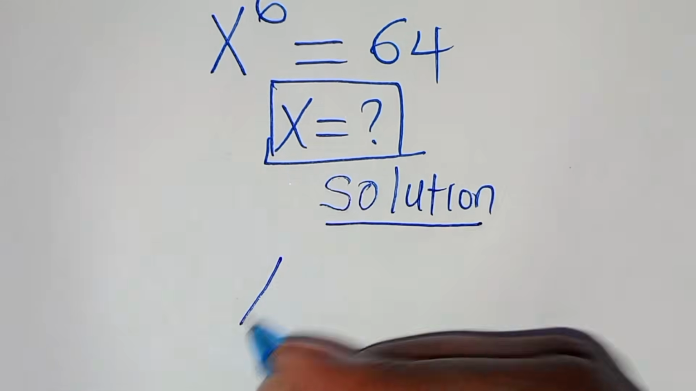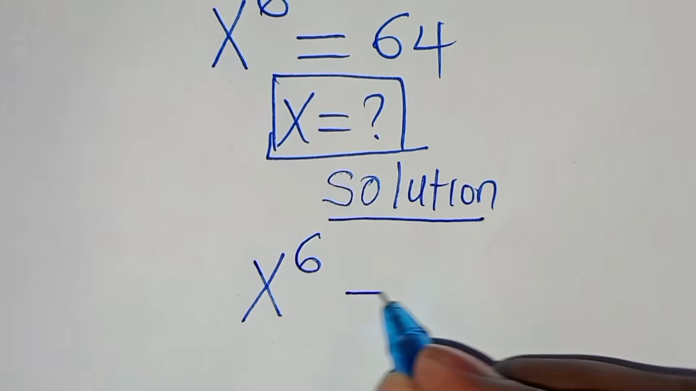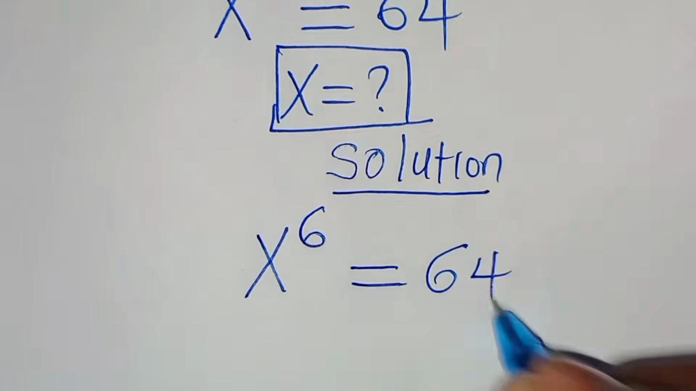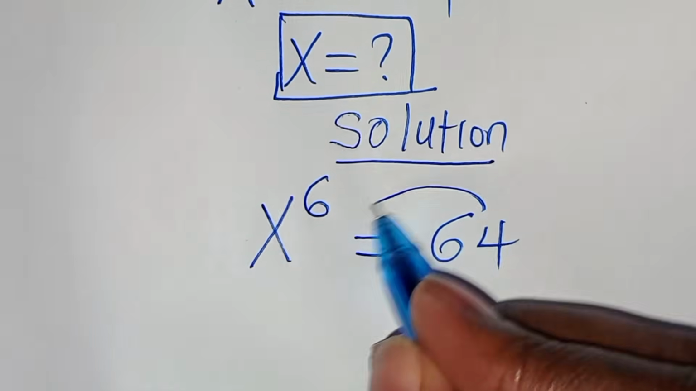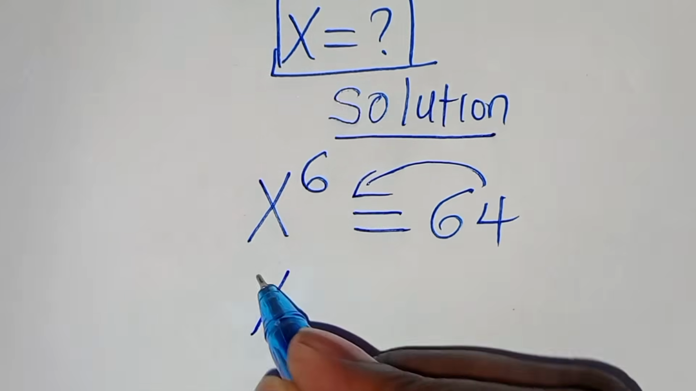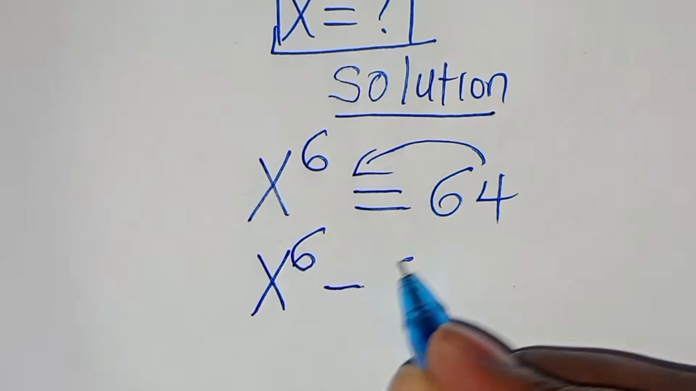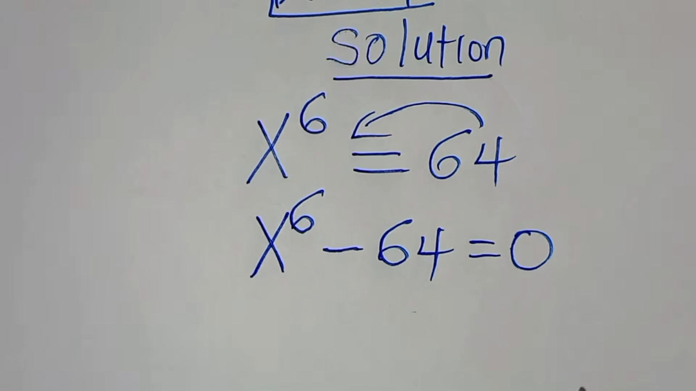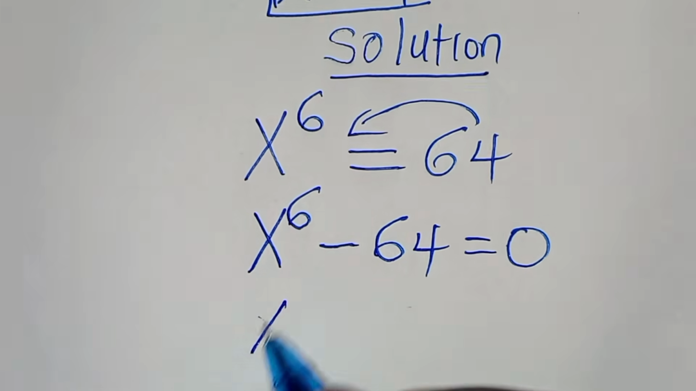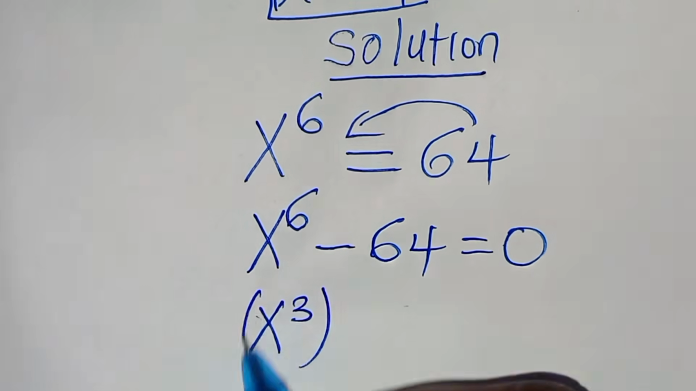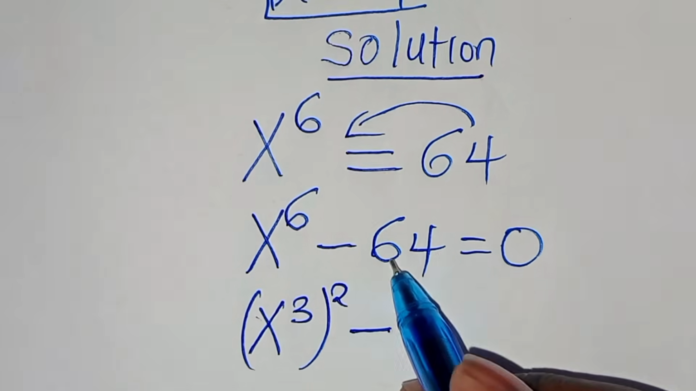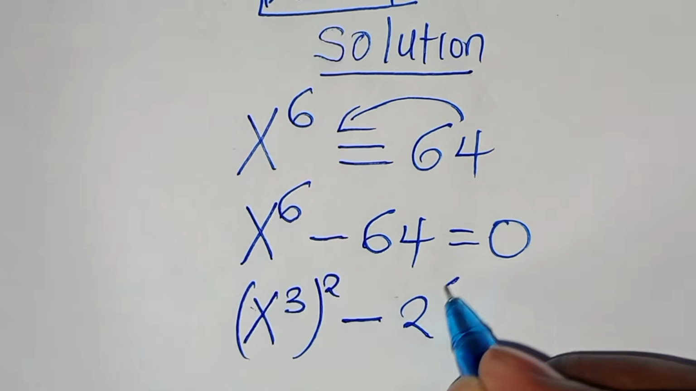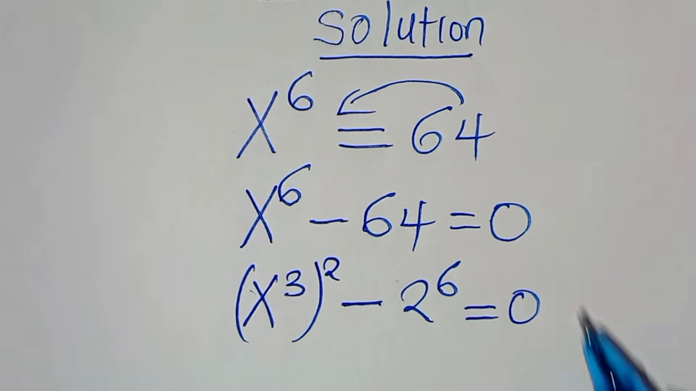So this is x to the power of 6, which is equal to 64. Now let's take 64 to the left hand side so that we have x to the power of 6 minus 64 equal to 0. We can express this as x to the power of 3 raised to the power of 2 minus 64, which is 2 to the power of 6. This is equal to 0.